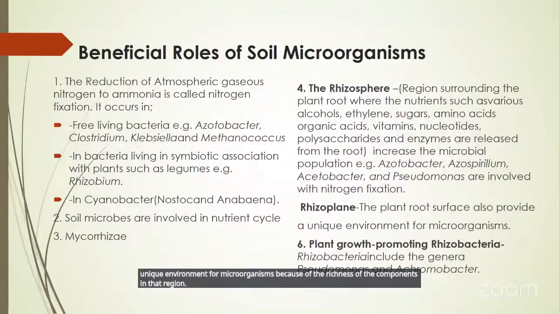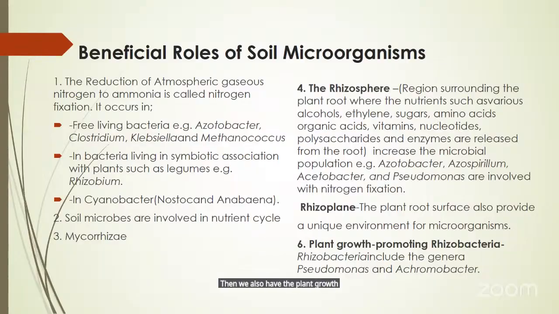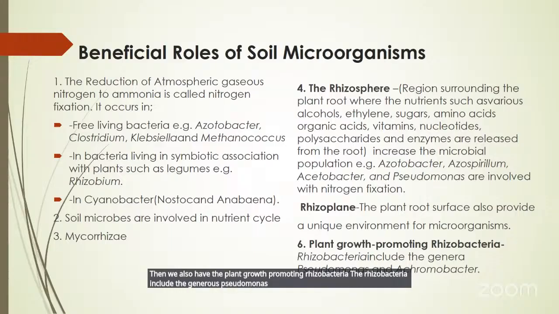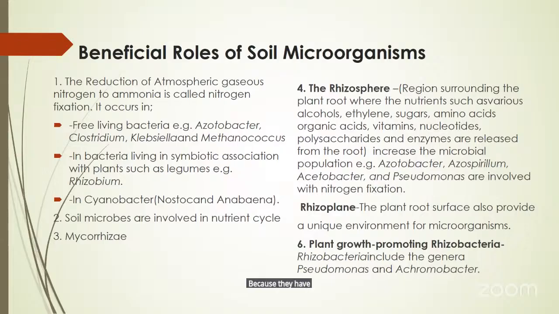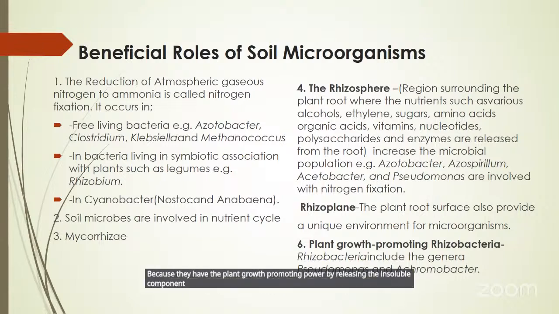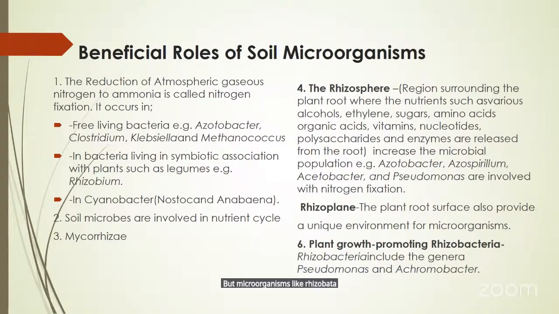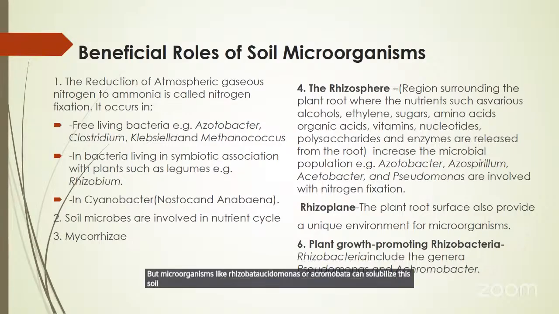Then we also have the plant growth promoting rhizobacteria. The rhizobacteria include the genera Pseudomonas and Achromobacter because they have plant growth promoting power by releasing the insoluble components, maybe like sulfur, phosphorus. They are insoluble in the soil, but microorganisms like Rhizobacter or Pseudomonas or Achromobacter can solubilize the soil so that they can promote plant growth.